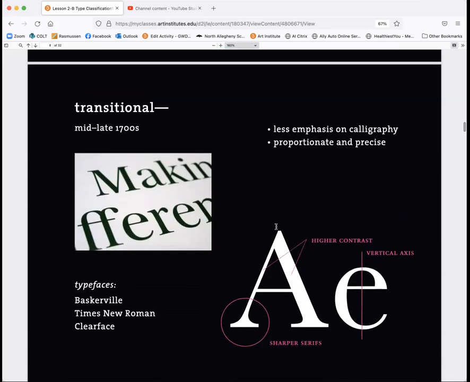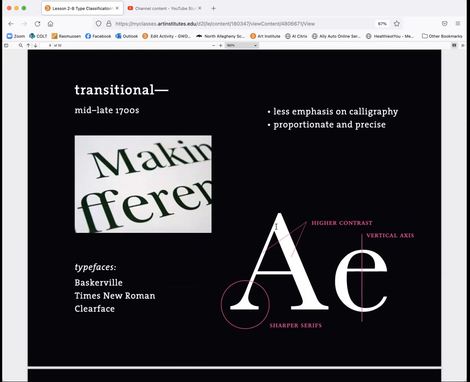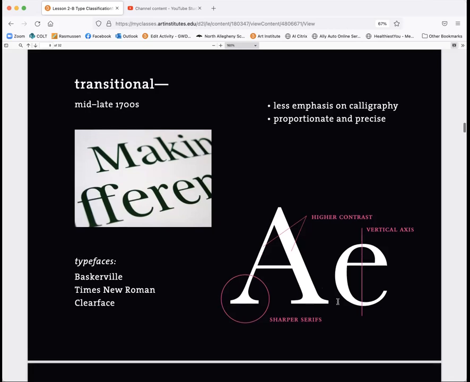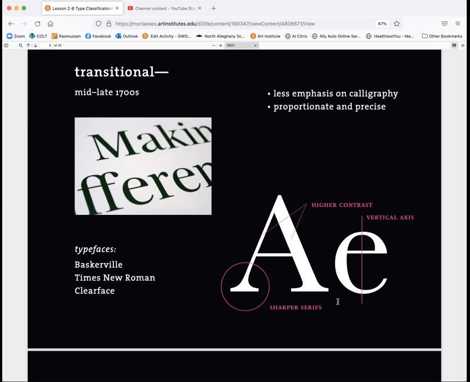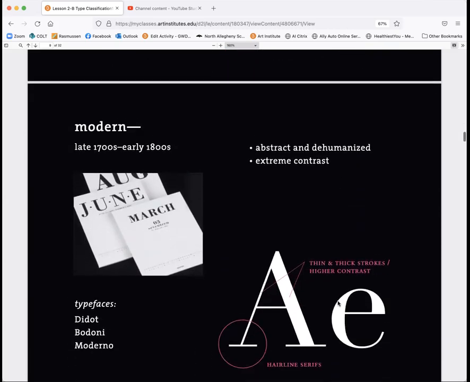In the mid-1700s, we're looking at transitional. Mid to late 1700s, there was less emphasis on calligraphy, and proportionate and precise typefaces came about. Typefaces under transitional are Baskerville, Times New Roman, and Clearface. They have a higher contrast. You can see here with the strokes and the sharper serifs in this letter A. The vertical axis is definitely a little bit taller there. You can see that in that example.